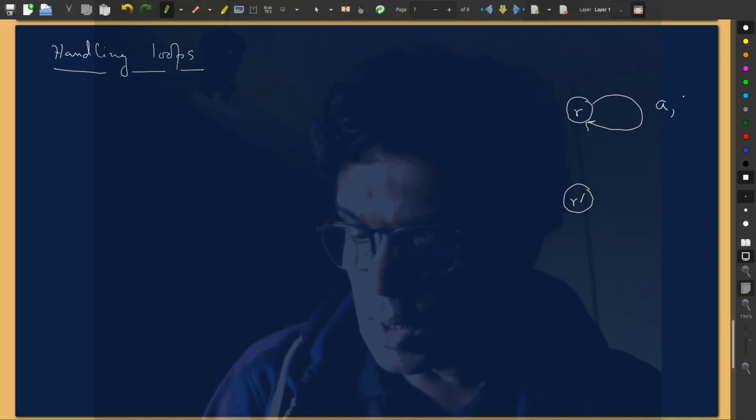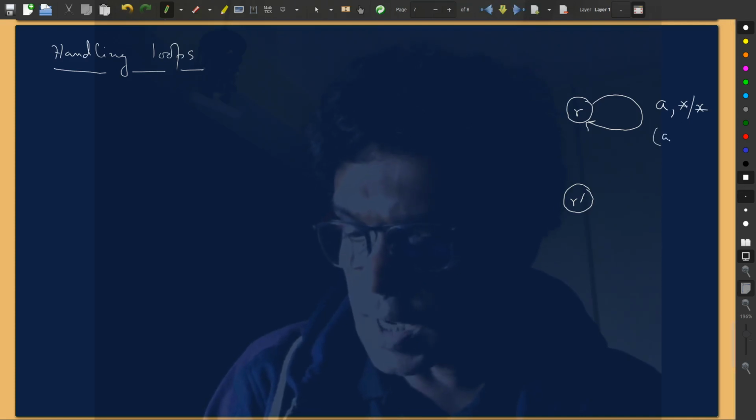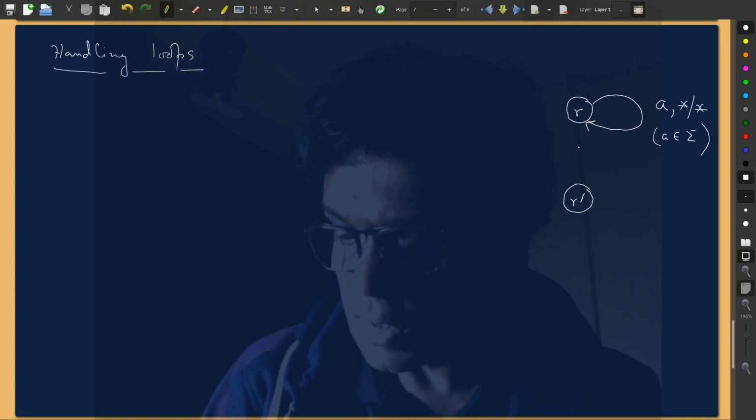Whatever is there in the stack, just keep it as it is. Instead, just consume the remaining part of the input. And this is for all a in sigma. We will have this transition.